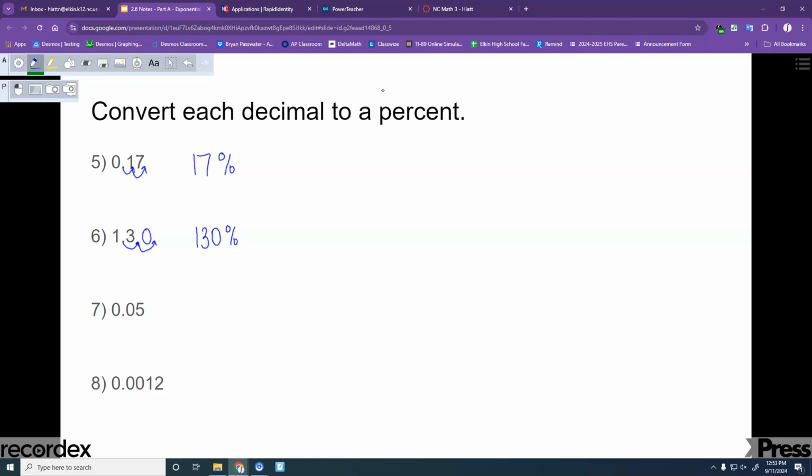Okay. For 7, I would move that decimal 2 places like this, and it would end up here. The zeros in the front are not necessary. This is just going to be 5%. And for the last one, I'm going to move that decimal 2 places, and that is going to give me 0.12%. This confuses students some here, where I still have a decimal in my percent, but that is possible. It's going to happen sometimes.